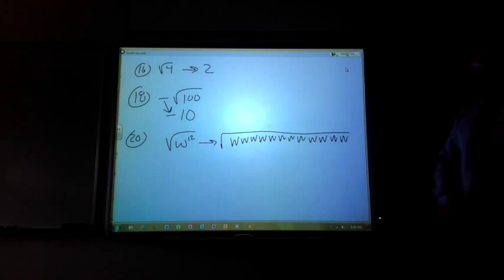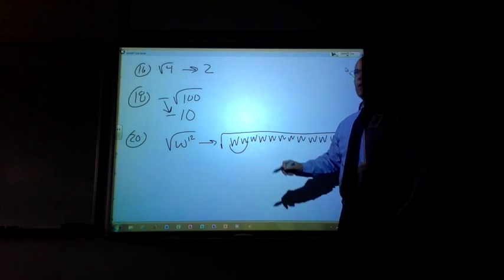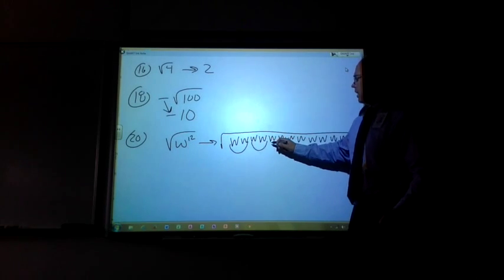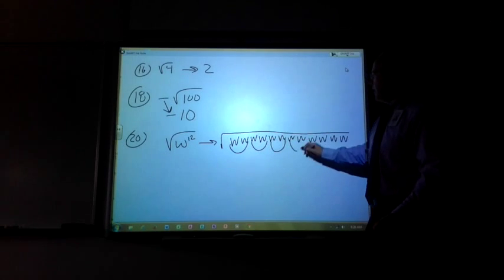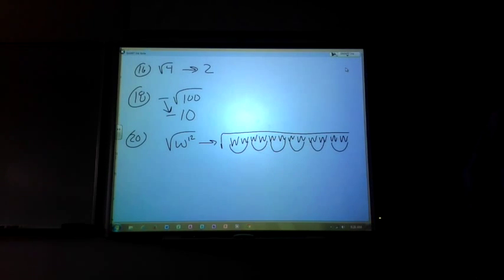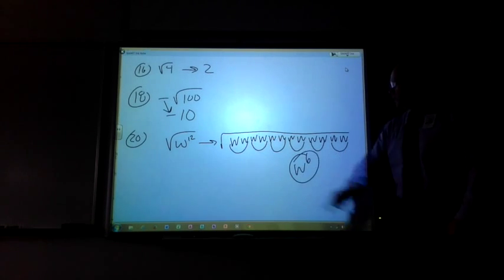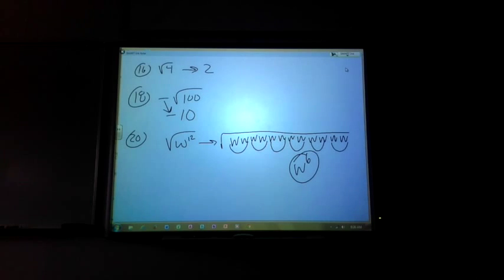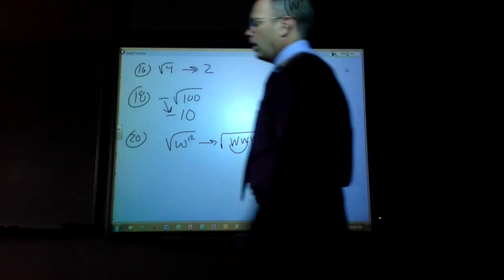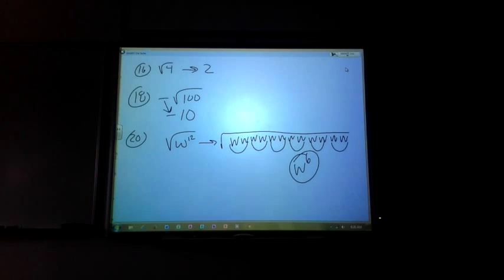So that's basically what that is. Those w's are all being multiplied together. You're looking for pairs. Square root of that is w. Square root of that is w. Square root of that is w. Square root of that is w. All the w's come out because it's a perfect square. How many w's came out? 6. So what's the answer? W to the 6th. And there's nothing left inside the radical because they all came out. Okay? 22.